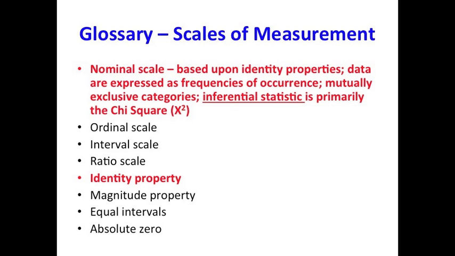Nominal scale is really a situation where it's based on identity properties. The data are expressed as frequencies of occurrence. They are from what are often referred to as mutually exclusive categories. So what do I mean by that? Let's say you have a bowl of mixed fruits. It is a nominal way to describe the data to say, well, there are 3 bananas and 2 oranges and 5 apples. You can't get any more than that, and we know that the apples are also not bananas. They're mutually exclusive. The inferential statistic that's used the most with nominal data is referred to as the chi-square.